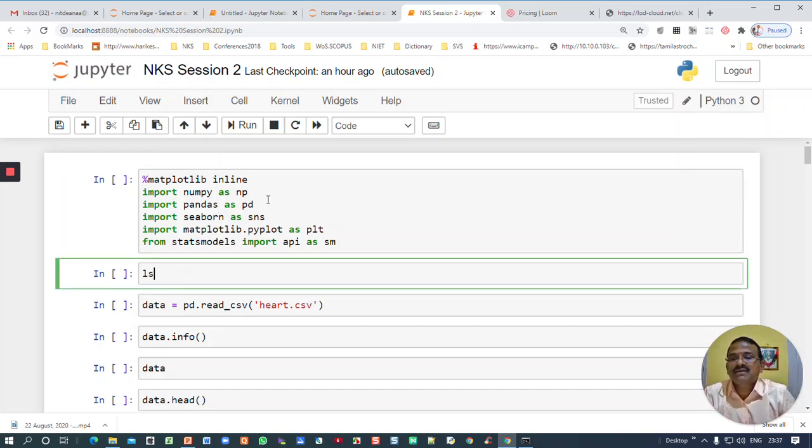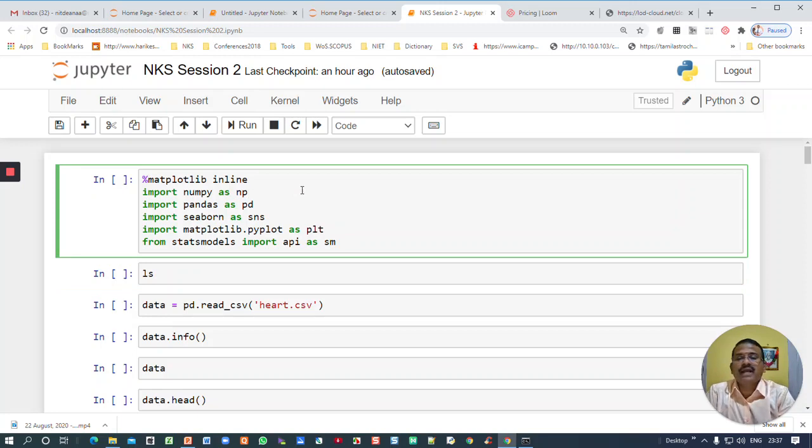Matplotlib. So first, I would like to run this one. I am running all these codes so that the entire library is configured and started with Python, and it is ready for execution.